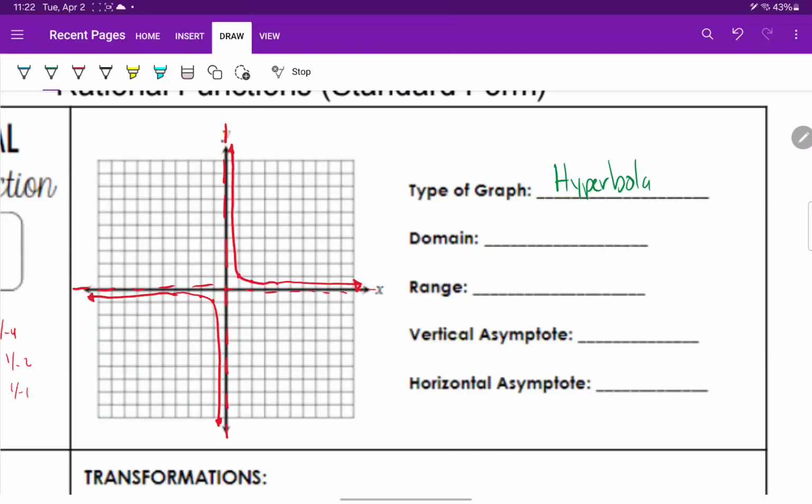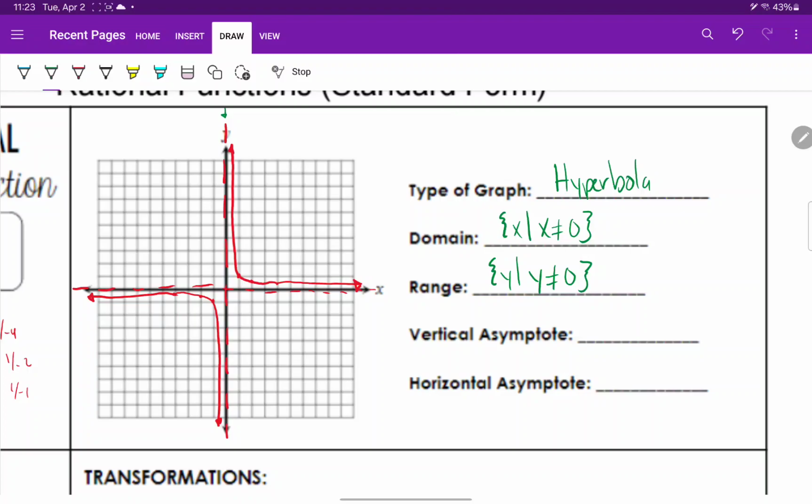The domain here, I'll do this in set builder because that's one of the easier ones to do. If you notice from left to right, it looks like it's all real numbers, but the only exception is this asymptote right there. So braces x such that x cannot equal 0. That means all real numbers except for x is 0. The range is going to be very similar: braces y such that y cannot equal 0 as well. So that is your domain and range. It cannot equal x is 0 and cannot equal y is 0.